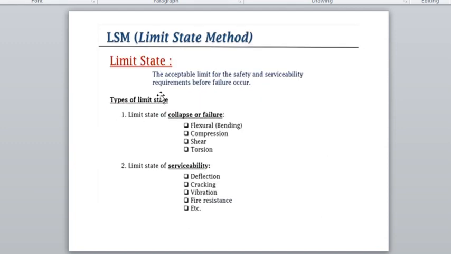Then for limit state there are two types: limit state of collapse or failure and limit state of serviceability. In the limit state of collapse or failure there is flexure, compression, shear and torsion. In the limit state of serviceability there is deflection, cracking, vibration, fire resistance, etc. I have said that it is mainly shown in clause 35 and following, in that range only, in the IS code.